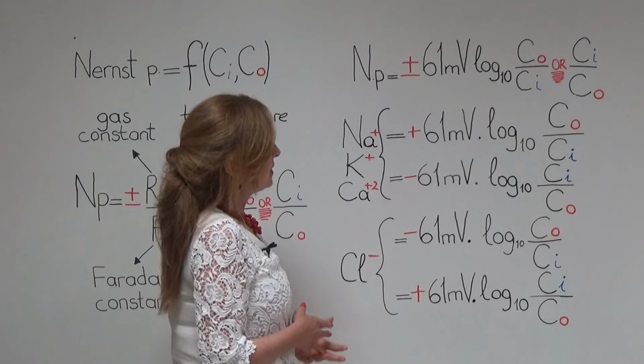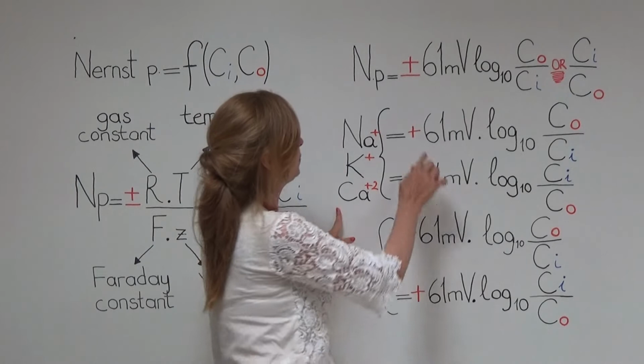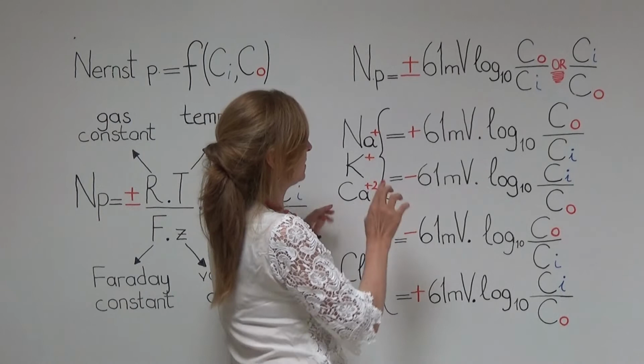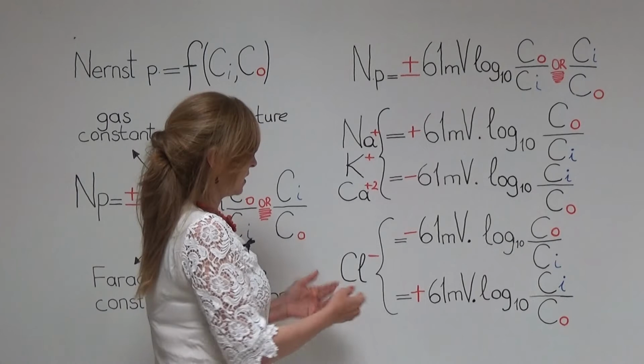Actually, to understand it better, we could write the same formula in 4 different ways. For example, for cations, sodium, potassium, and calcium, if you put a plus sign, plus 61 millivolts, logarithm base 10 of concentration outside over inside, or you can write the same formula with a minus sign, but this time the logarithm must be for concentration inside over outside. This is for cations. What about anions?